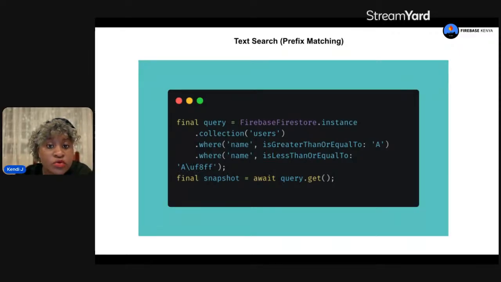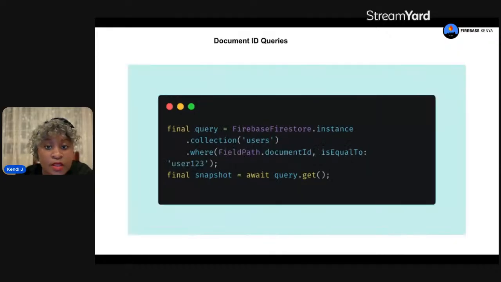Okay, moving on to the next. The next type of query is a document ID query. Sorry. A document ID query is basically a query of a document based on a particular ID.